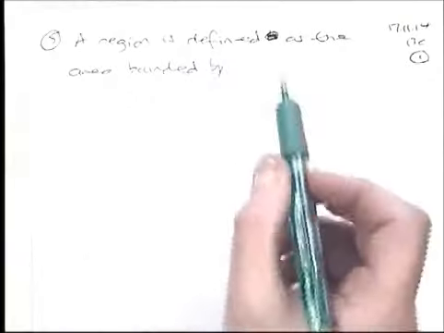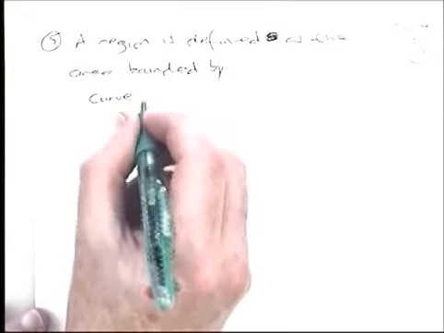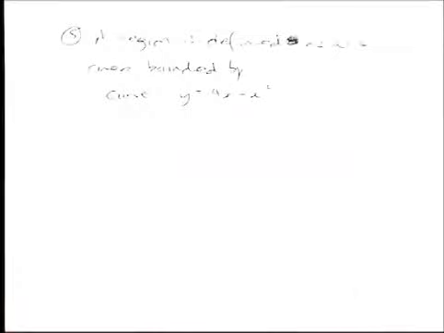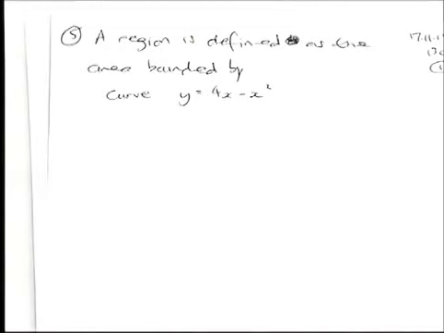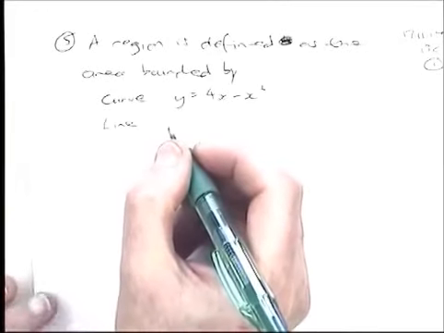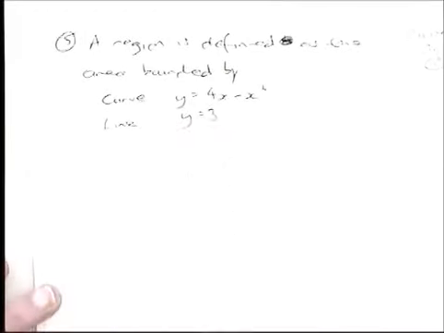So we've got a region defined as the area bounded by a curve, y equals 4x minus x squared, and a line, which is just a curve that happens to be straight, y equals 3.